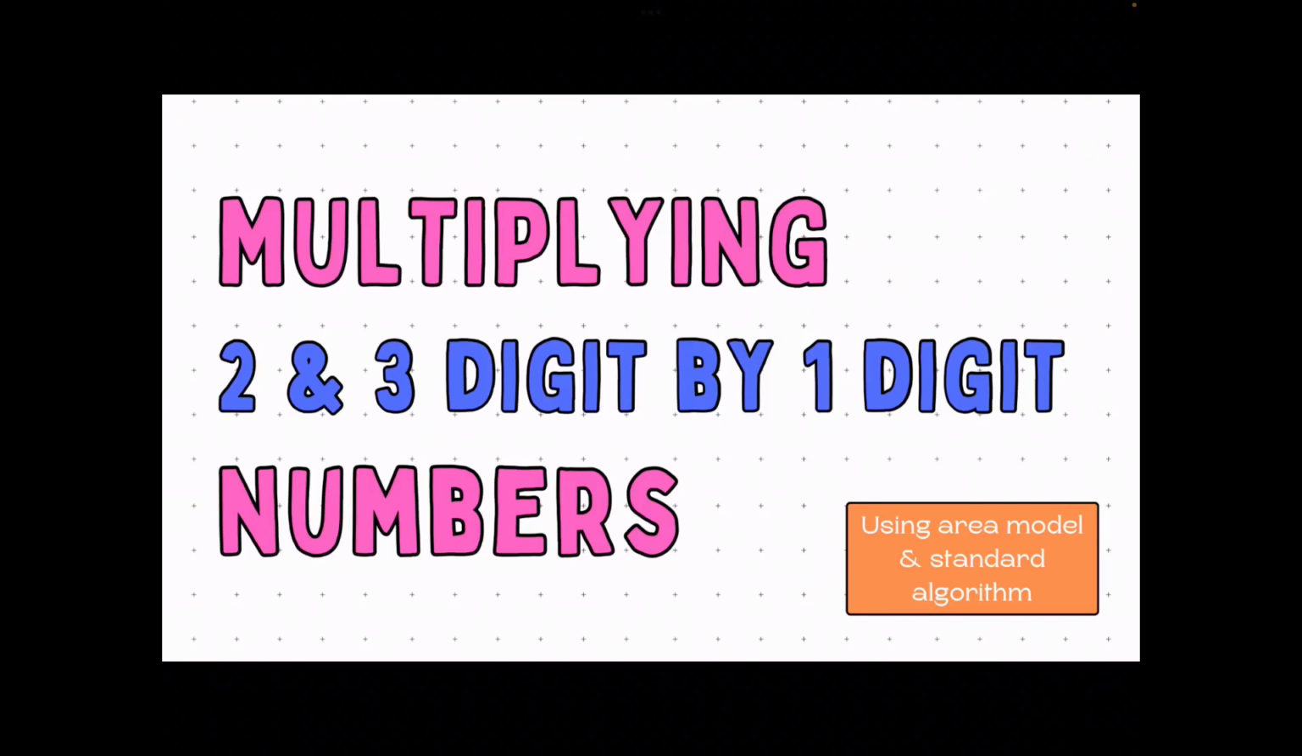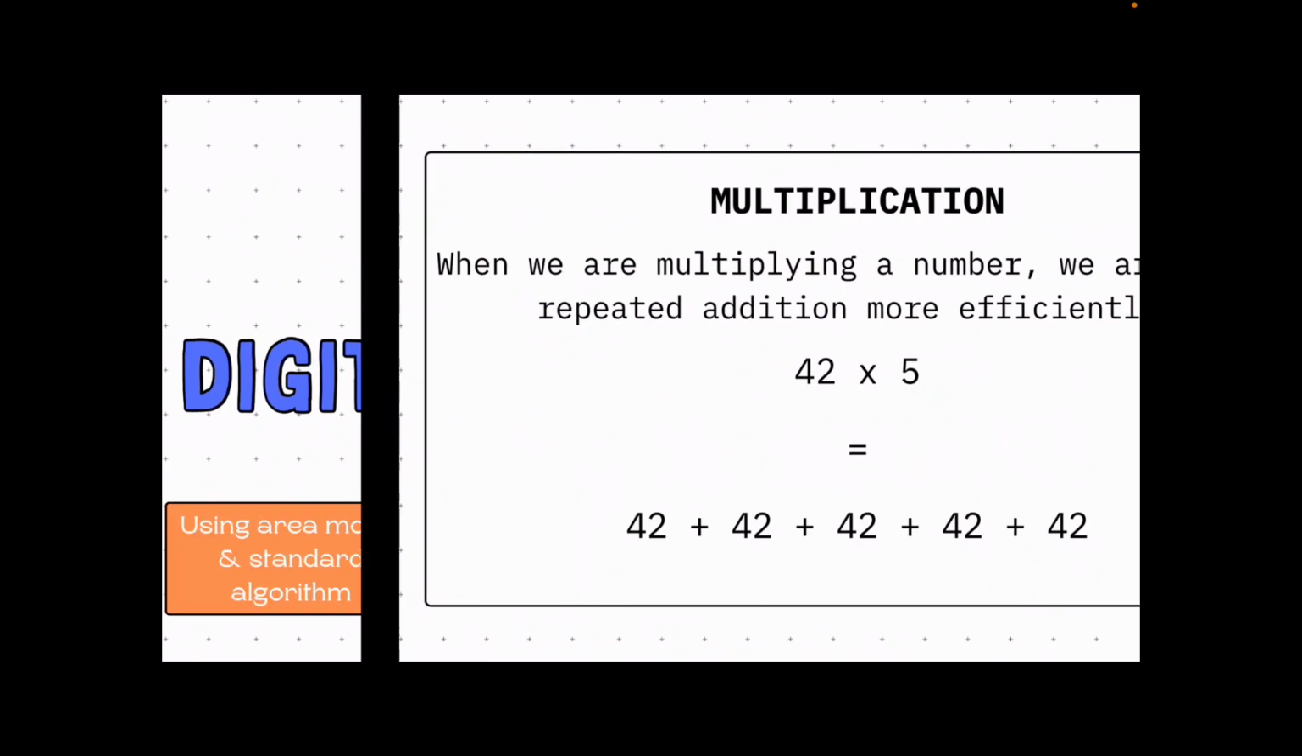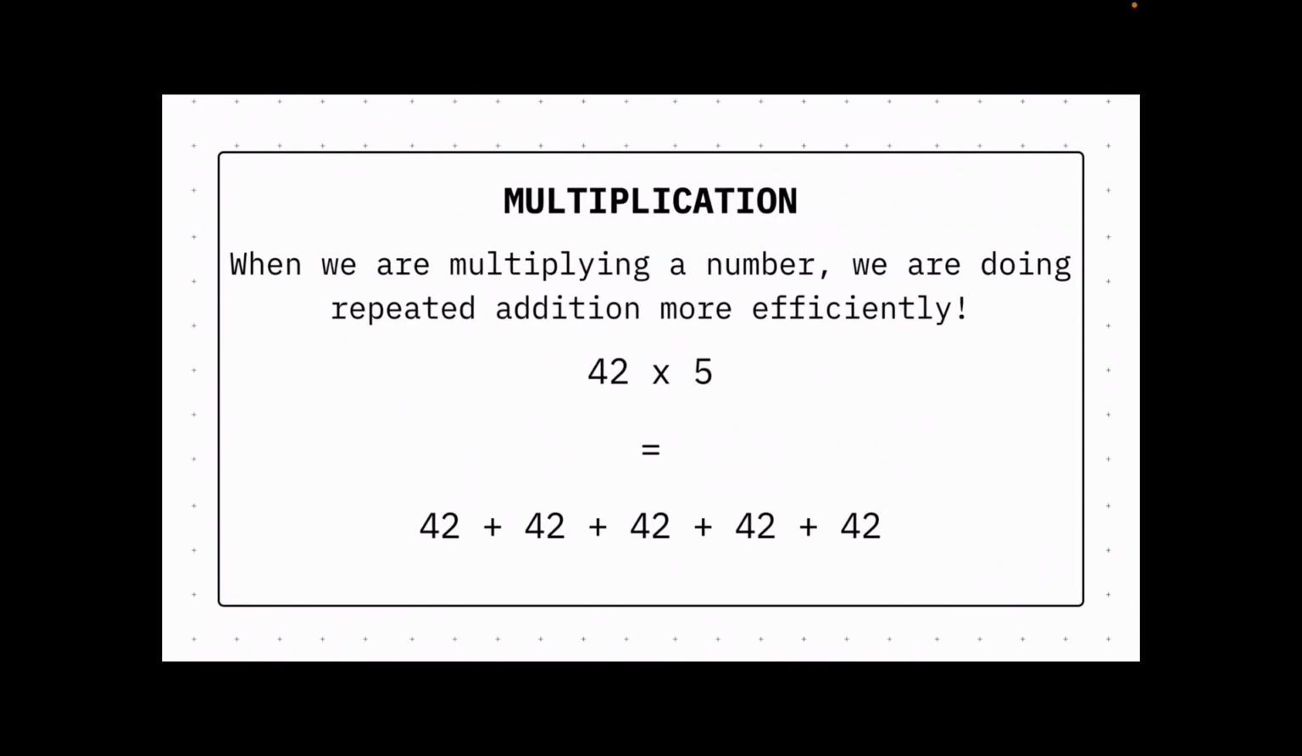In this video, we're going to talk about the skill of multiplying 2 and 3 digits by a 1-digit number using both the standard algorithm but also the area model. First off, a reminder that multiplication is just doing repeated addition more efficiently. So 42 times 5 is really just showing 42 plus 42, 5 times, but multiplying 42 times 5 is just a more efficient way to solve.